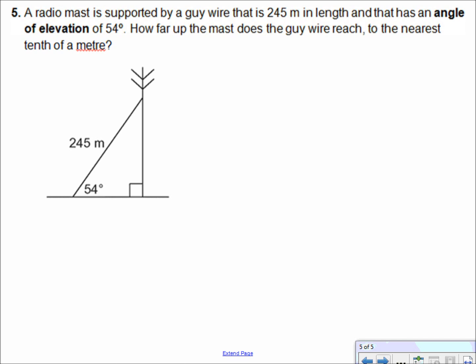So really, all we want to know is this side here, because we want to know how far up that mast the wire's reaching. So it's a right angle triangle. I have an angle, I have a side, I need another side. It's SOHCAHTOA right away. Based on this angle, I'm going to identify this as hypotenuse, and its x value as opposite. So sine equals opposite over hypotenuse.